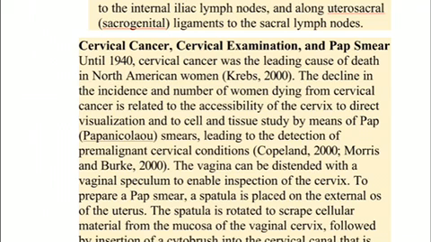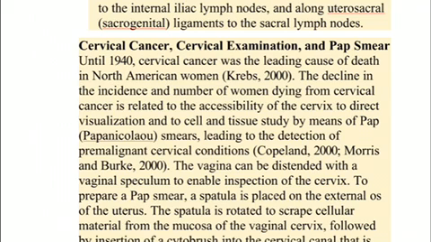So you have accessibility of the cervix to direct visualization, such that the cells and tissue could be studied by means of Pap smears, what we call Papanicolaou smears. And with this, you can detect pre-malignant cervical conditions, and the patient is treated and gets well, and death is prevented. The vagina may be distended with a vaginal speculum to enable inspection of the cervix, that's cervical examination.